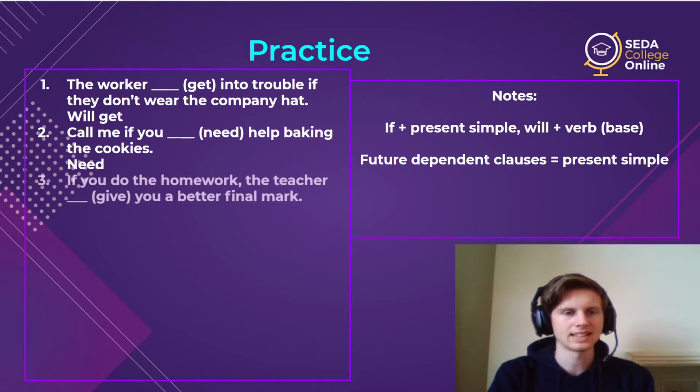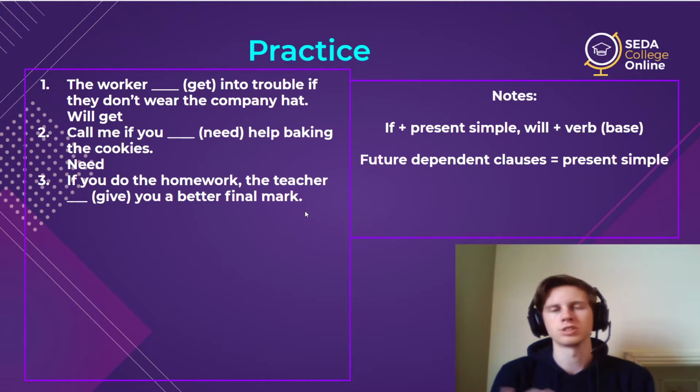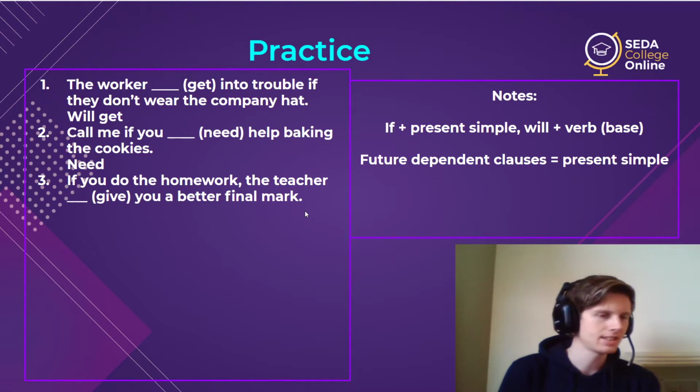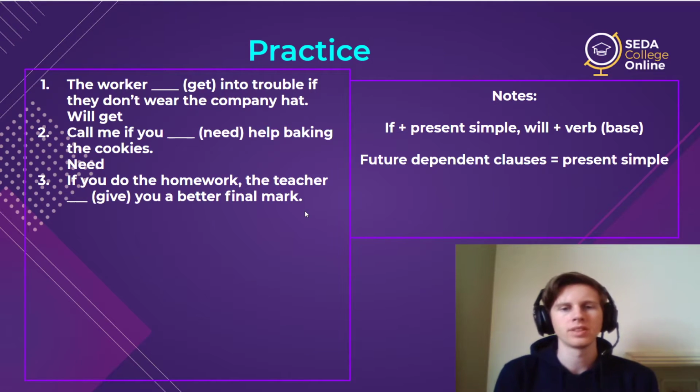All right, next sentence. If you do the homework, the teacher you a better final mark. Mark here, if anyone is unfamiliar, this is British English, and mark is like the result. So you know, you take a test and you get a number. That number is your mark. So if you do the homework, the teacher you a better final mark.